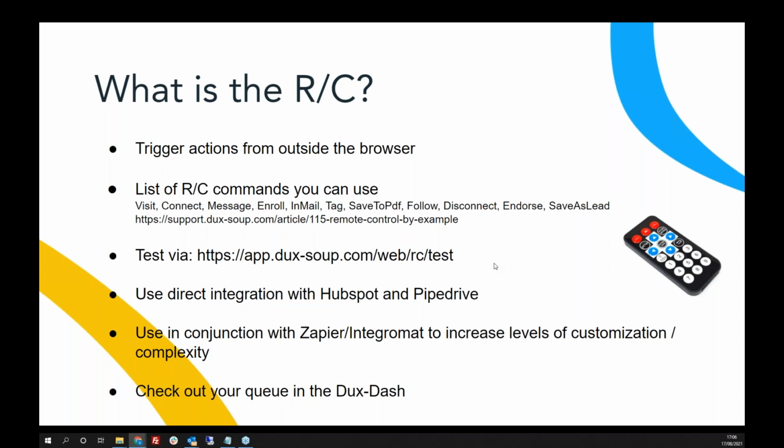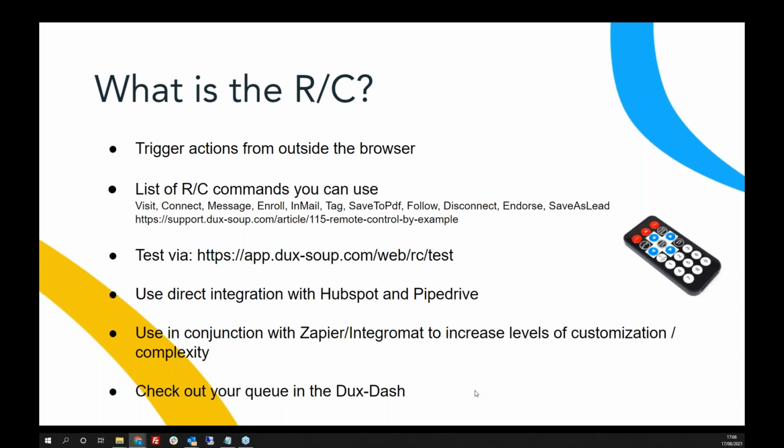And what I'm going to do when I demo in a short while, I'm going to show you very simply within a Google Sheet how you can trigger these things, but all of those activities can also be applied to a CRM. One thing to remember, anything that you've triggered via the remote control, you can check out your queue in the Dux Dash, and I'll be showing you that regularly during the demo, so you can see exactly how that works and where you can see that.